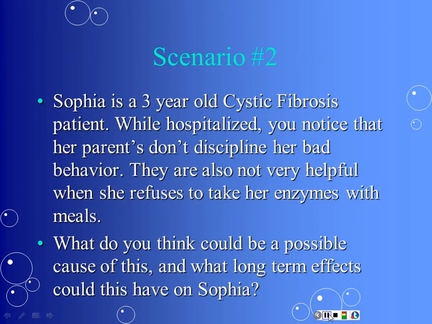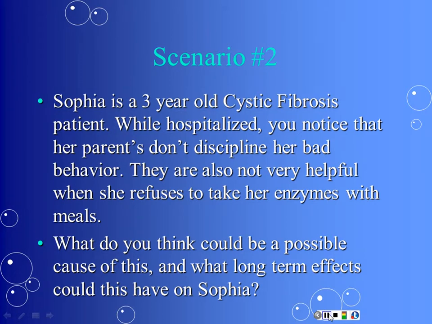Alright, so for toddlers, Sophia is a 3-year-old CF patient. While hospitalized, she noticed that her parents don't discipline her bad behavior. It's one of those fun things. You'll probably talk a little about this when y'all talk about communication. They're also not very helpful when she refuses to take her enzymes with meals. What do you think is the cause for this, and what long-term effects can this have?